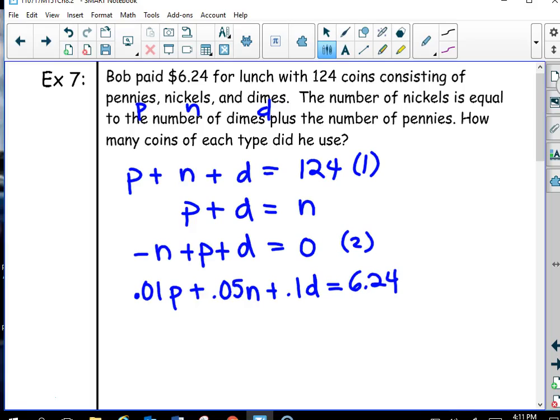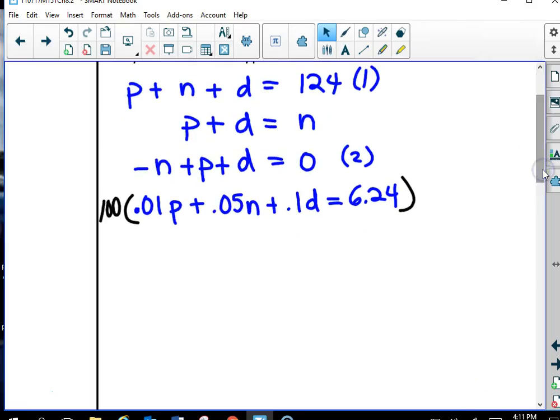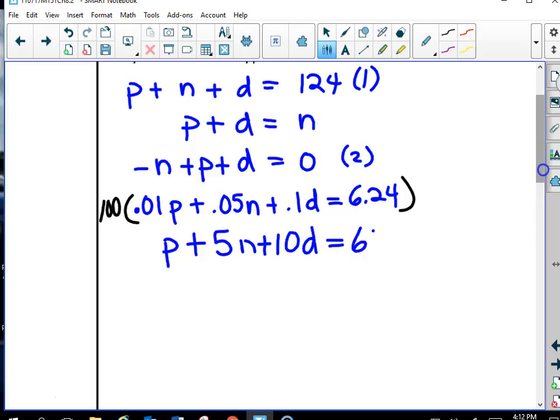Now, when I worked with this problem, I did not like working with those decimals, and there's a really easy way to clear those decimals by multiplying everything by 100. That'll get me working with integers, which will help me to eliminate. Trying to eliminate with decimals is horrible. So 100 times 0.01, that's 1P. 100 times 0.05 is 5N. And then I multiply 100 by 0.1, I get 10D is equal to 624. So there's my third equation.